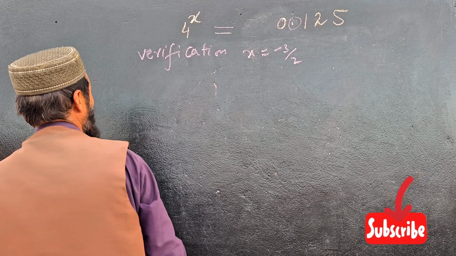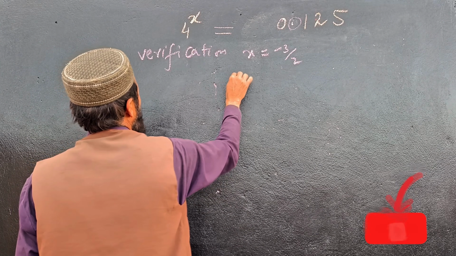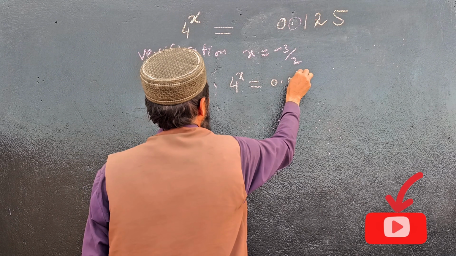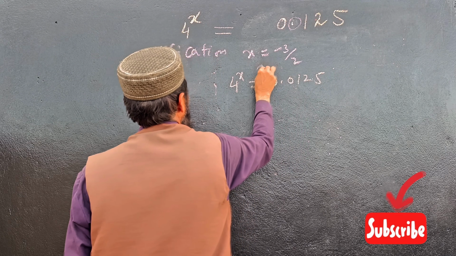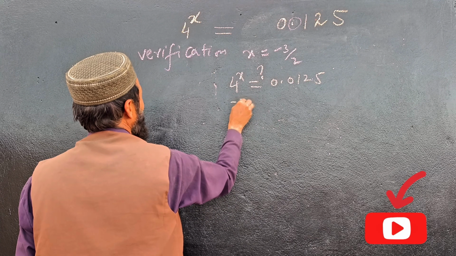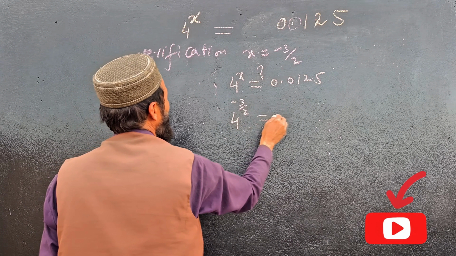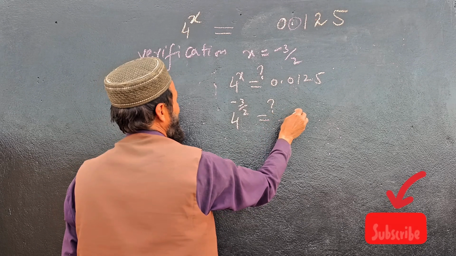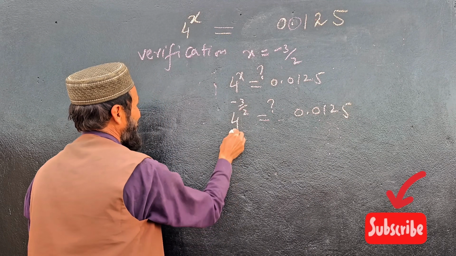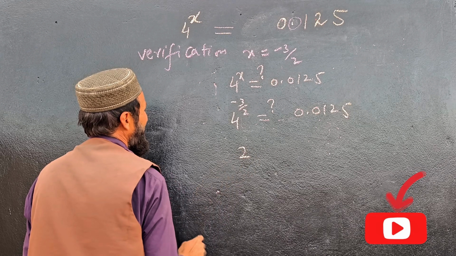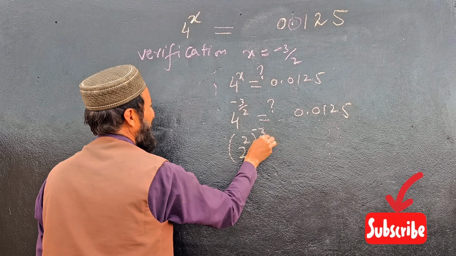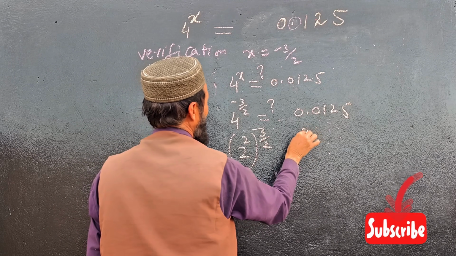In place of 4 exponent of x is equal to 0.125, we try to verify this result. In place of x we put minus 3 by 2, is it equal to 0.125? Now this result we can write as 2 exponent of 2, we get 4, and minus 3 by 2 is equal to question mark, 0.125.